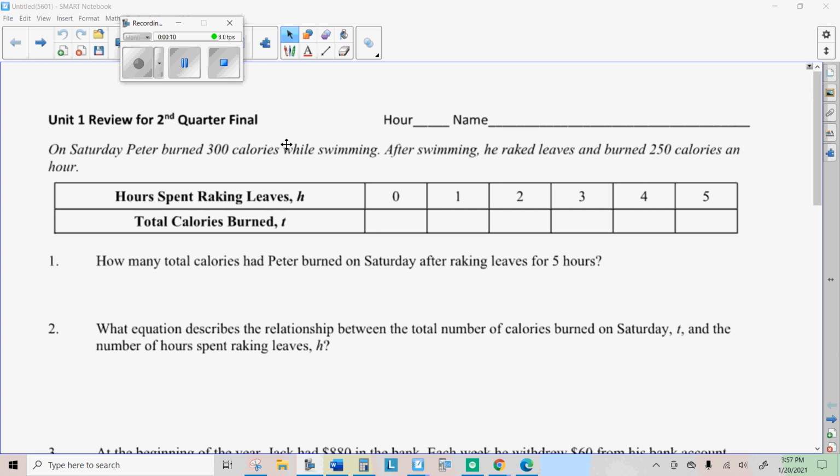This is your review for the second quarter final. This is Unit 1. There's 15 problems here for you to do. I'm going to go over a couple of them and just remind you of a couple of things I think you might have forgot. And I'll also go over the questions that I see from your work that a lot of people are getting wrong. So if you get something wrong, know that either during this video or during our meeting, I'll hopefully cover that, and then you'll be able to do fine on the final.